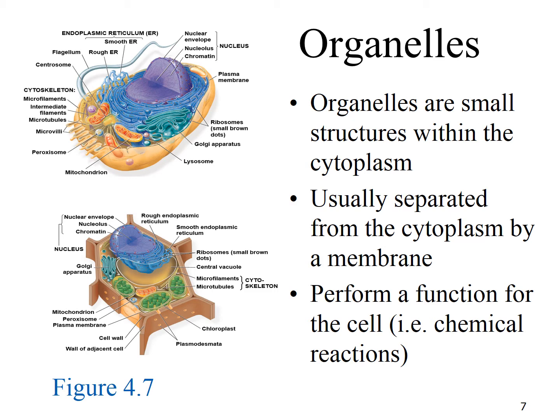Usually these organelles are separated from the cytoplasm by some type of membrane. The two exceptions that I can think of are the ribosomes and the nucleolus. But other than that, the majority of these organelles are membranous structures. Again, each one of these organelles will perform a specific function for the cell. These are primarily chemical reactions, and we'll look at each one of those organelles as we get further into this unit.